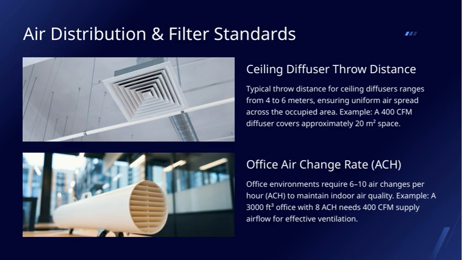Moving on to ceiling diffusers, the typical throw distance, meaning how far the air can travel before it disperses, is usually between 4 to 6 meters. This range is important because it ensures the air is spread evenly across the occupied area. For instance, a diffuser supplying around 400 CFM can cover roughly 20 square meters, allowing for uniform air distribution.